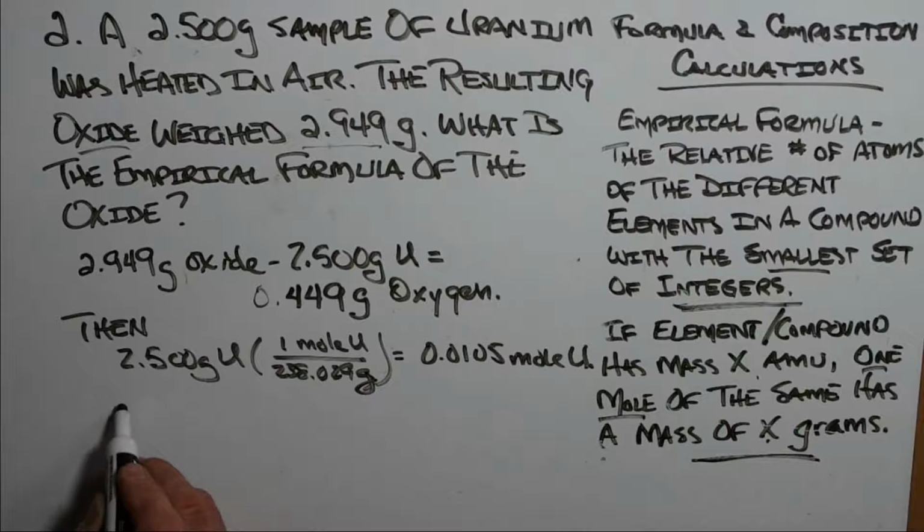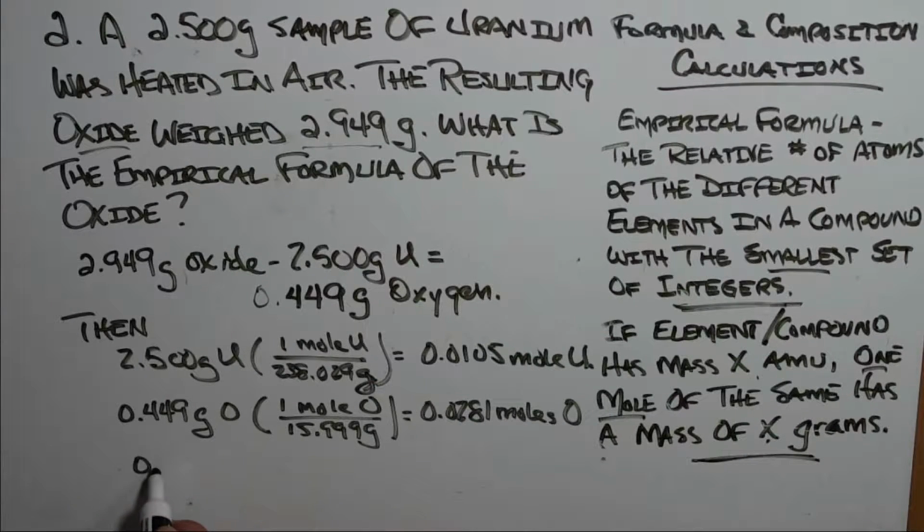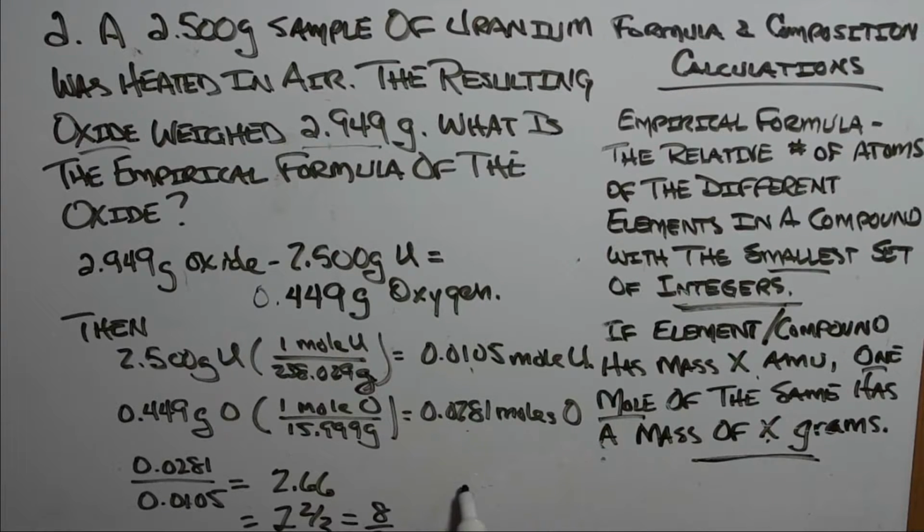Divide both of those numbers, the weight of uranium by the number of grams per mole, same thing for the oxygen. Come up with 0.015 moles of uranium and 0.281 moles of oxygen. Dividing the smaller into the larger, we come up with 2.66, or 2 2/3, or 8/3. And so what I did was just say, hey, multiply by 3. So we come up with an empirical formula of U3O8. And that's the problem.